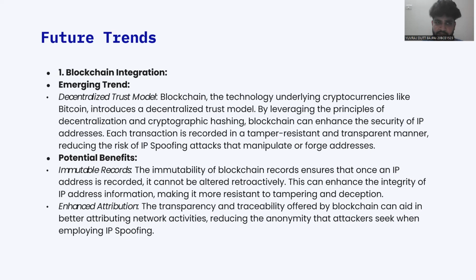When we come to the future trends, blockchain integration is an emerging trend. Each transaction is recorded in a tamper-resistant and transparent manner, reducing the risk of IP spoofing attacks that manipulate or forge addresses. When it comes to the potential benefits, the first one is immutable records. The immutability of blockchain records ensures that once an IP address is recorded, it cannot be altered. The second point is enhanced attribution. The transparency and traceability offered by blockchain can aid in better attributing network activities.